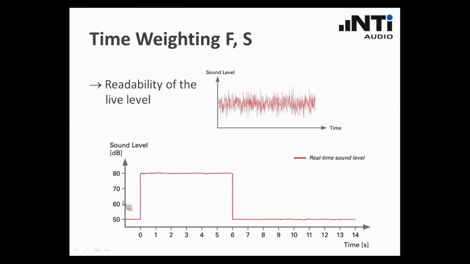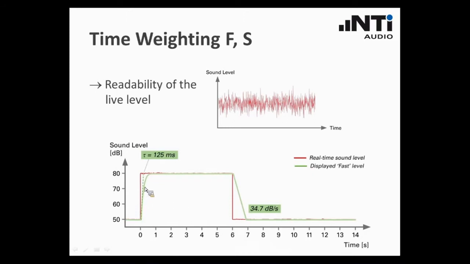To explain that, I want to show you this schematic graph where I have a very silent situation, a low noise at 50 dB, then a sudden and very sharp rise up to 80 dB. The sound stays there at this level and drops again very quickly down to 50 dB. How would the test instrument with the fast weighting react? That is shown in this curve.